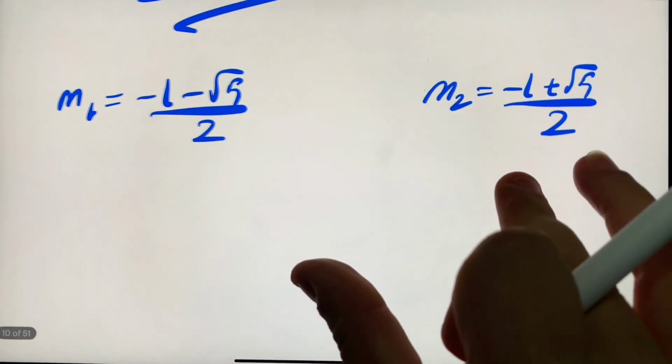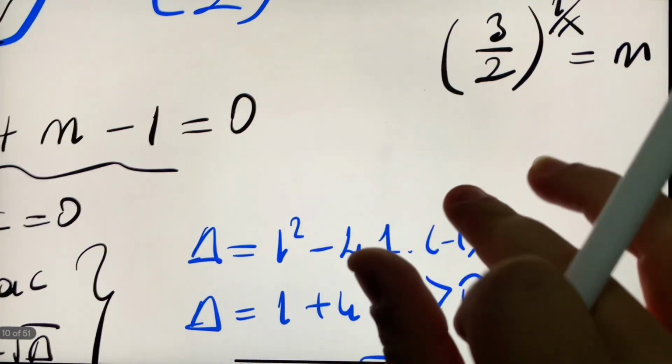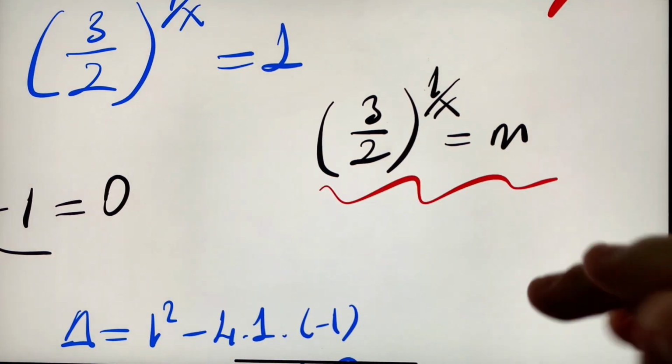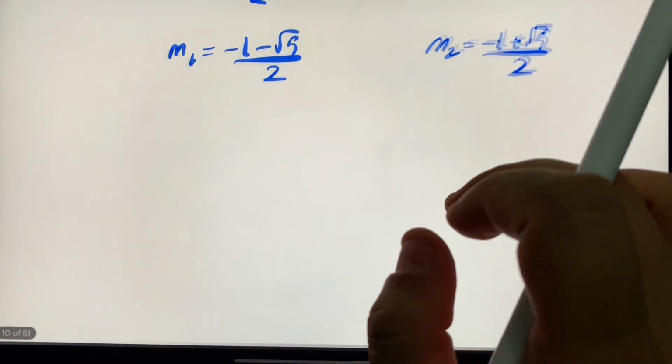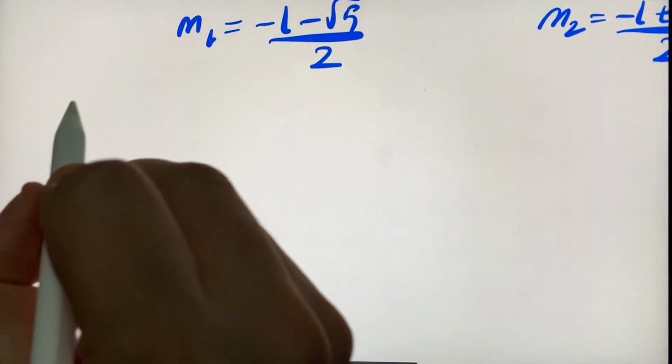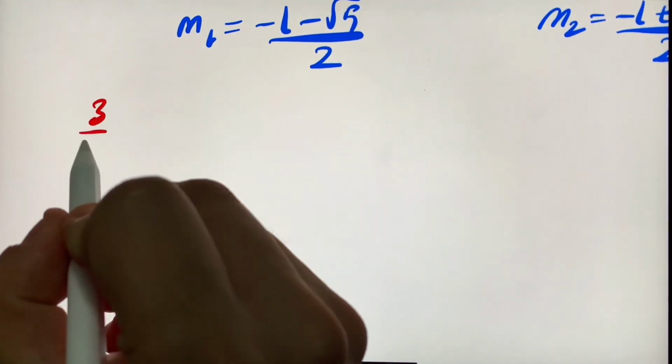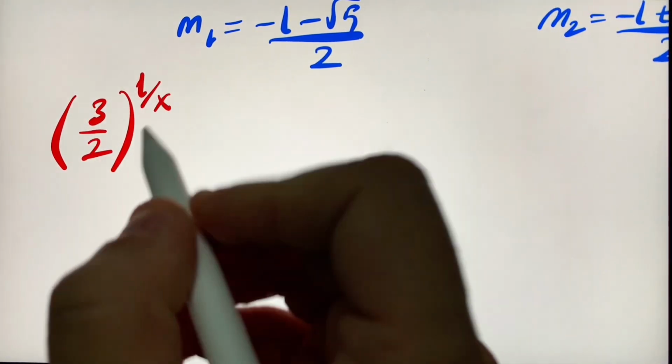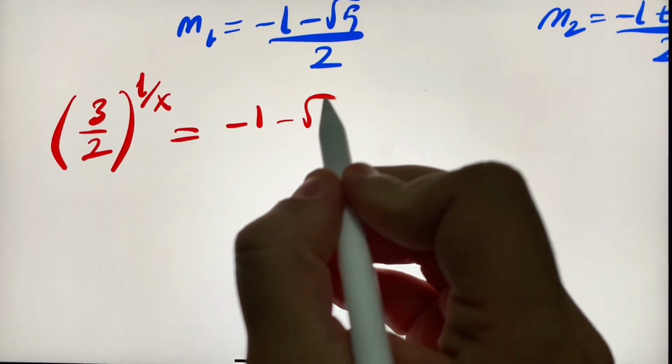So what was the expression we called m in the first place? Let's find it now. See the expression we call m here. We wrote it right away. I'm trying to equate them to each other. 3 divided by 2 to the power of 1 divided by x equals 1 minus root 5 divided by 2.